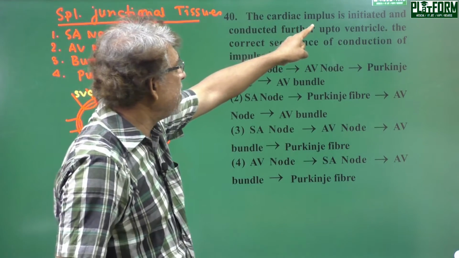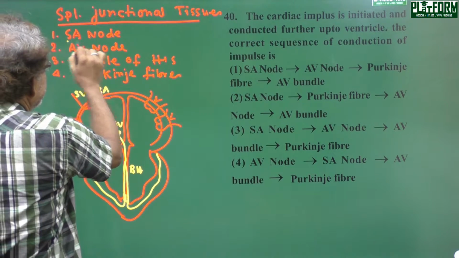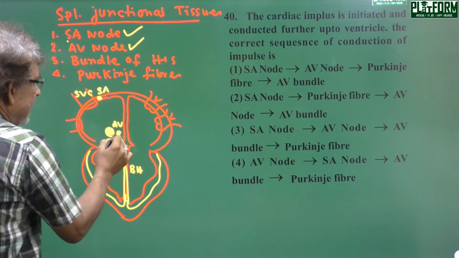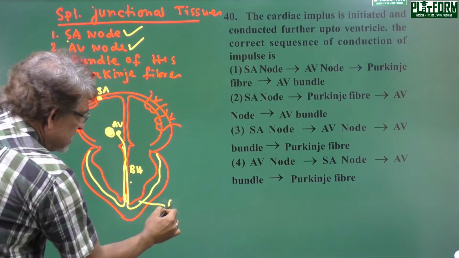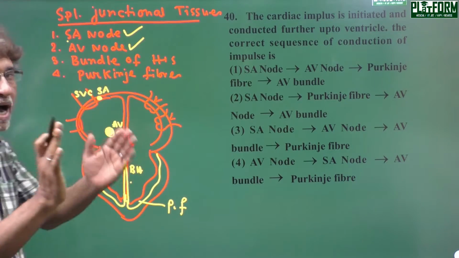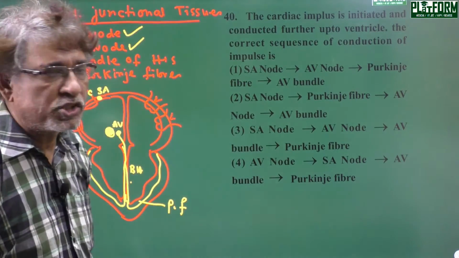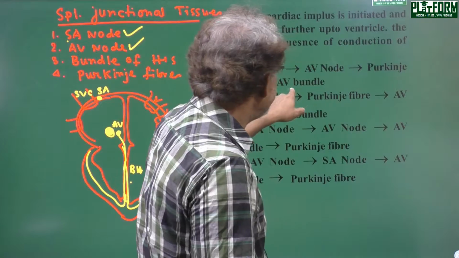The cardiac impulse is initiated. Cardiac impulse is generated from SA node, then it moves to AV node, then it moves to Purkinje fiber through bundle of His. This is Purkinje fiber. So the correct sequence of special junctional tissues is SA node, AV node, bundle of His, Purkinje fiber.